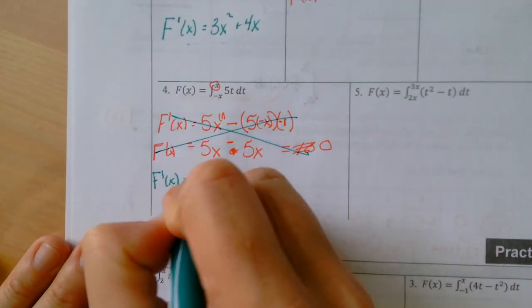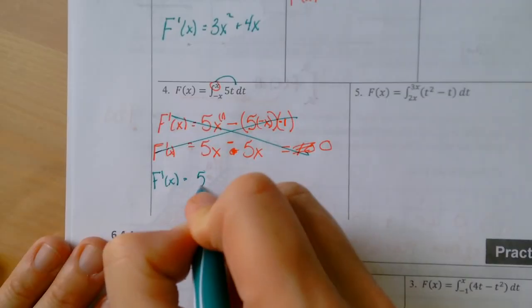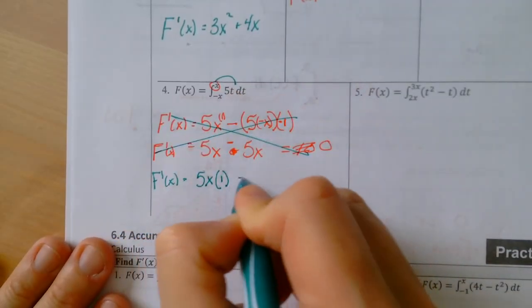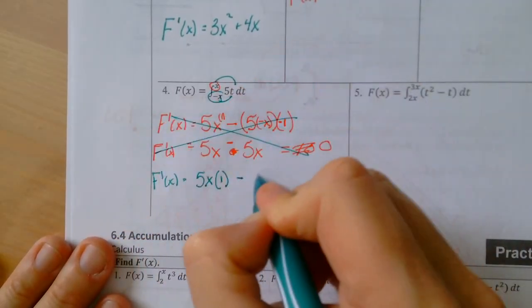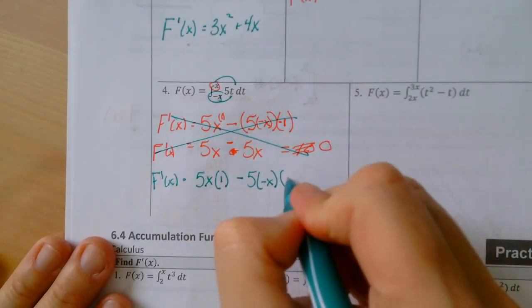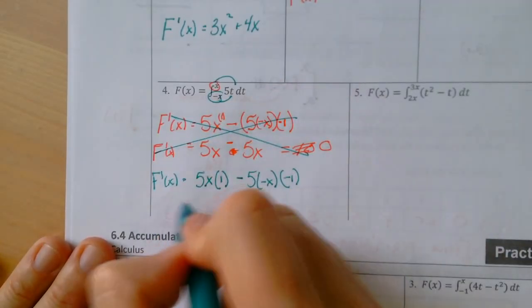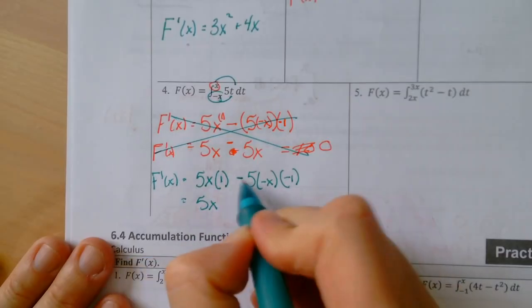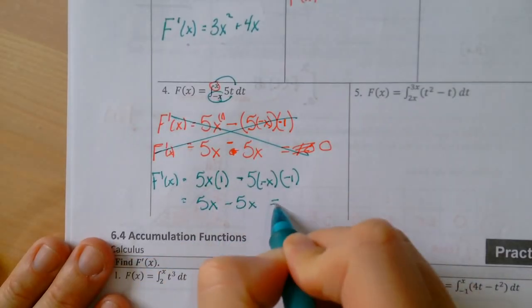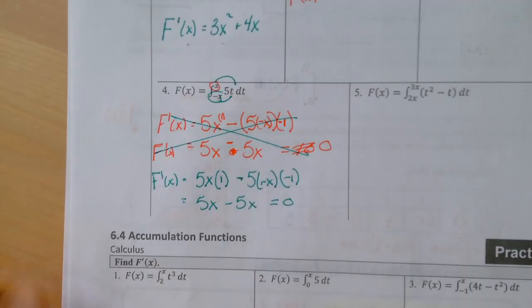So my f prime of x, I'm going to plug in the upper bound. So 5x times the derivative of the upper bound, minus, plug in the lower bound, 5 times negative x, times the derivative of the lower bound, negative 1. So that gets me 5x, and negative times negative is positive, minus 5x is going to get me 0. Sorry about that. All right, I'm going to do better on the next one.